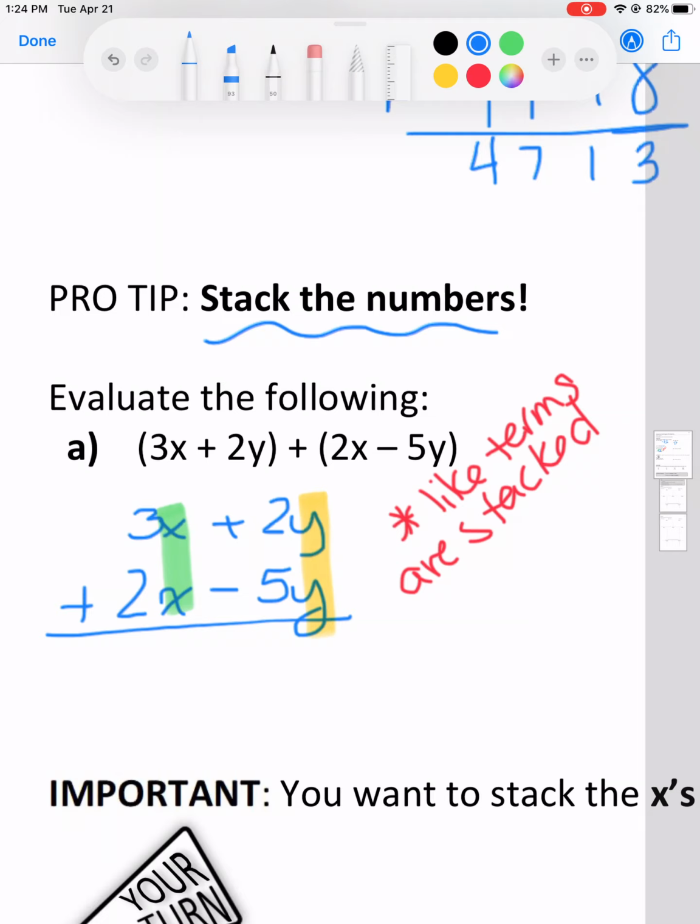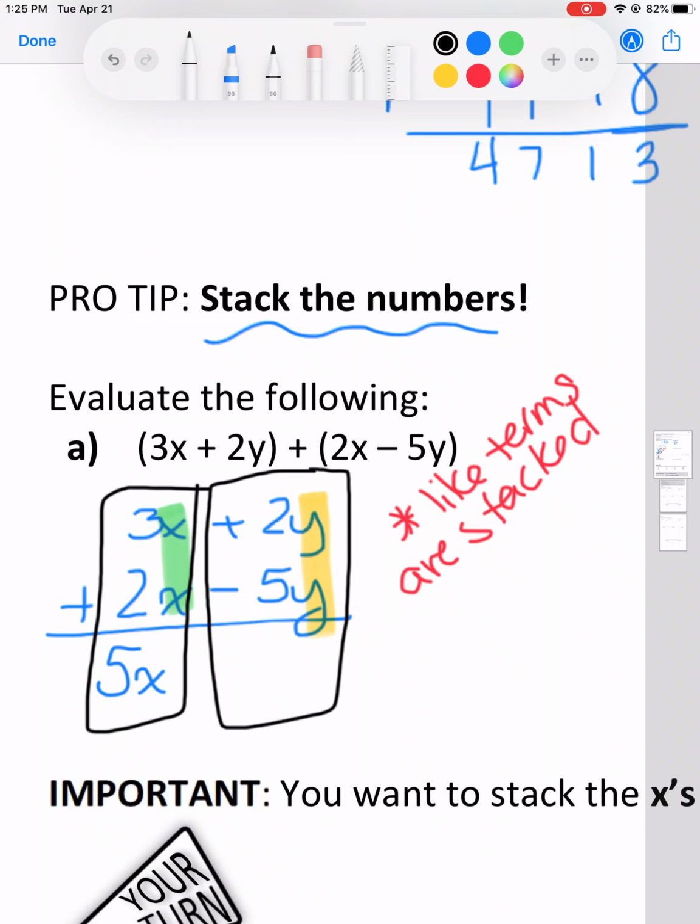It doesn't really matter the order because we have to do like terms. We're going to do 3x plus 2x. That's 5x. Don't forget that x. And as I said, we're going to look at them separately. Because they are like terms, these go together, right? So it's 3x plus 2x. And now we're going to do the y terms.